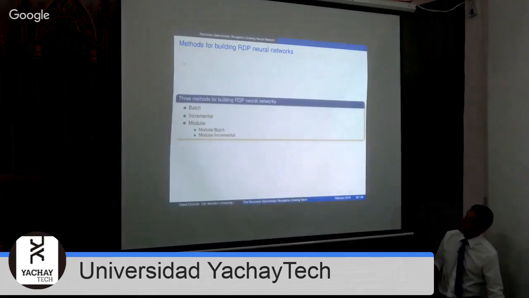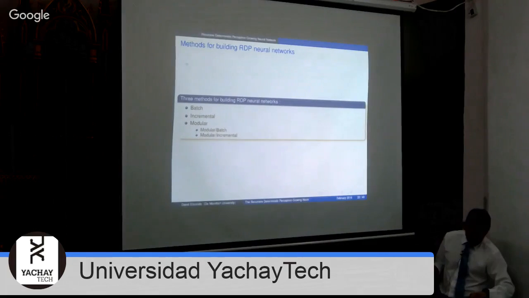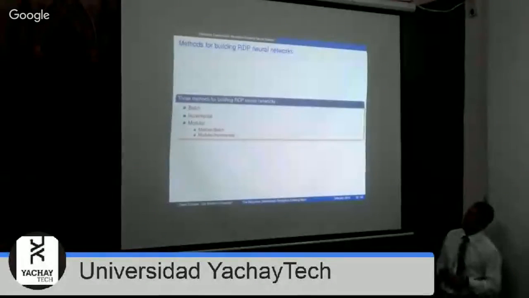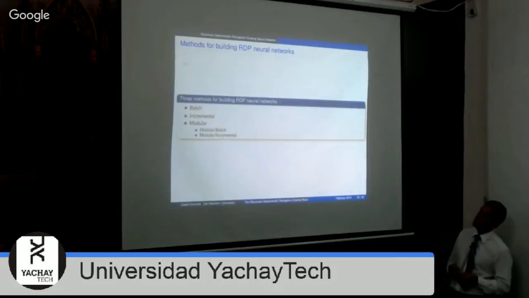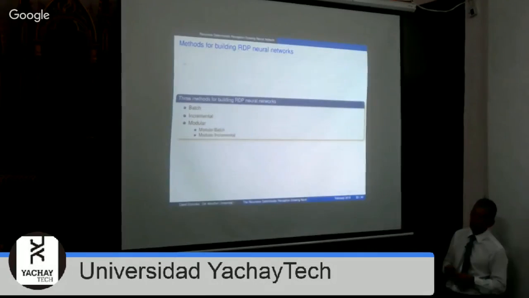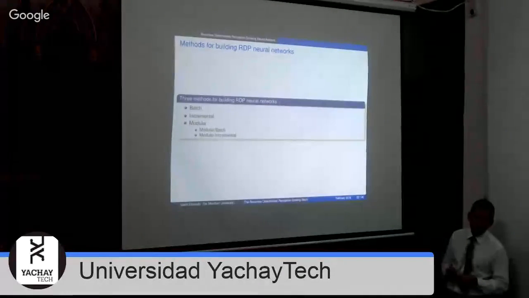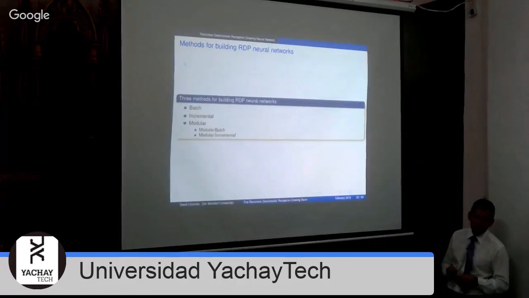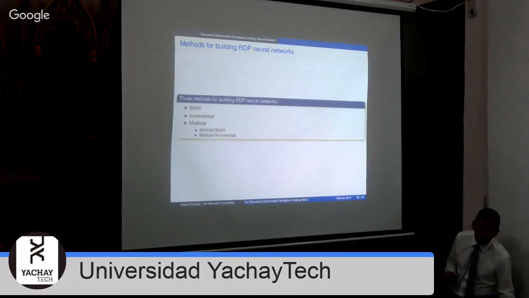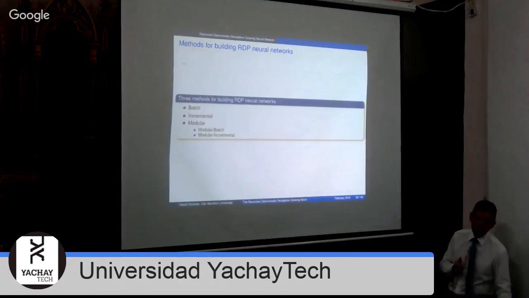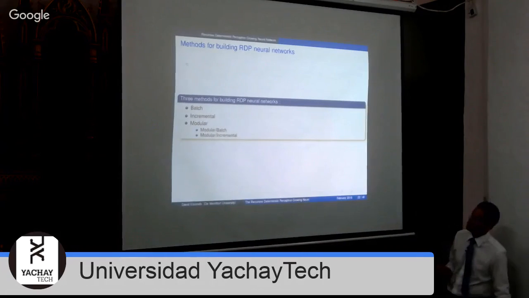So with that in mind, we have developed 3 methods: the batch, the incremental, and the modular. So when we say NLS, non-linearly, we mean not linearly. Yes, not linearly. I mean, non-linear separable suggests that you can put a non-linear curve through it. No, not linear. Not linear.